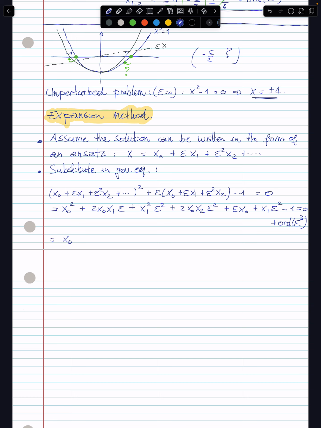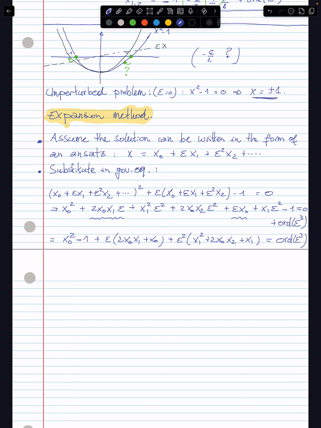Let's rewrite this and sort out the equation at the different orders. So we have x0 squared minus 1, plus epsilon multiplied by twice x0 x1 plus x0, plus epsilon squared multiplied by x1 squared plus 2 x0 x2 plus x1, and that is equal to 0 plus order epsilon to the third.